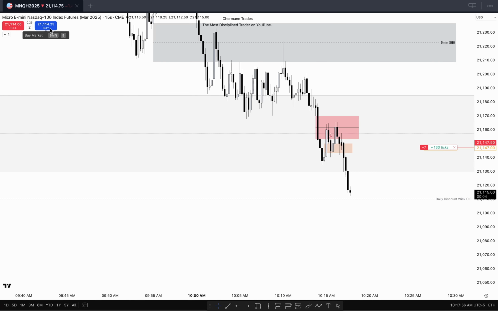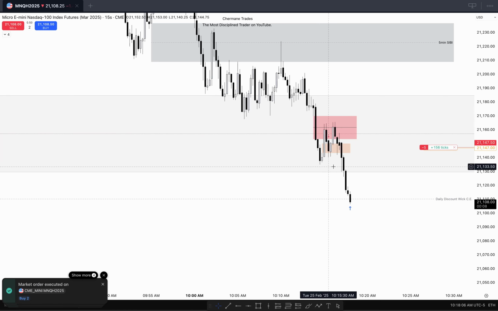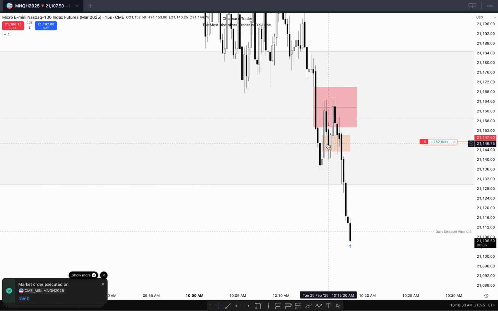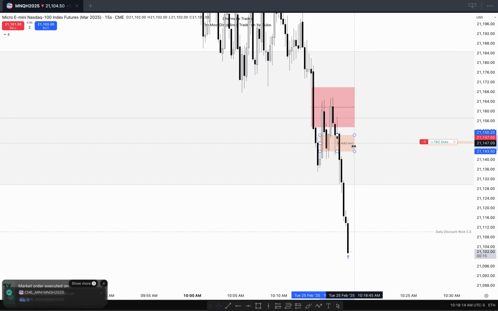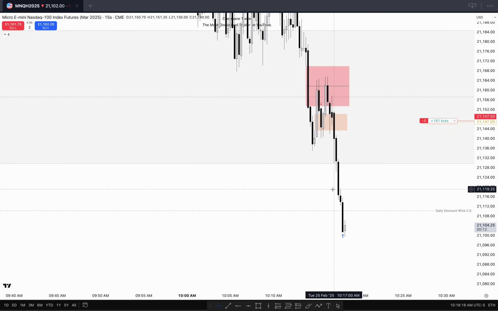A little bit more. A little bit more. Tapped it there. There we go. Small little partial there. A little detail: I like how we opened on this candle, traded up, and we failed to reach the inversion fair value gap. To me, that's telling me that price is heavy.